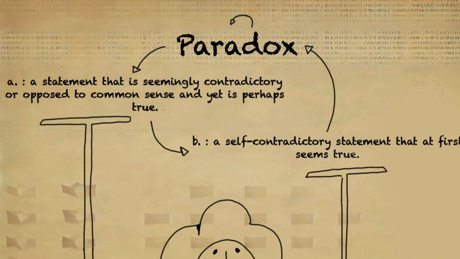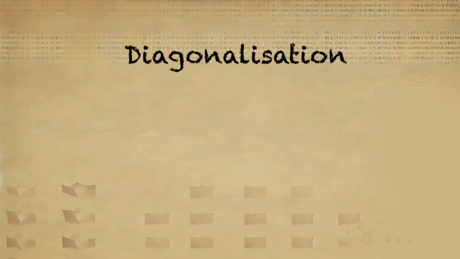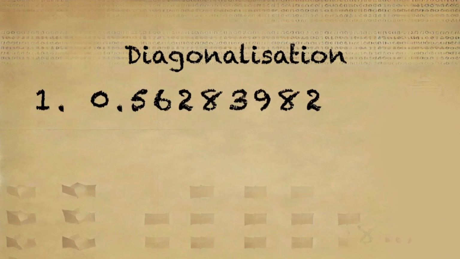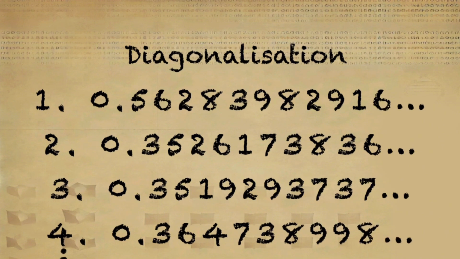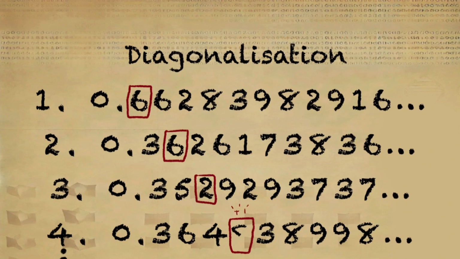First, let's refresh everyone's minds on what diagonalization is. Take a set of innumerable numbers and list them out in some order. To create a number that's not in the list, take the first digit of the first number and tweak it. Take the second digit of the second, the third of the third, and so on, and tweak all of them. There are several ways of tweaking a number, but here I'll keep it simple and say incremented by 1 if it's anything other than a 9, and decremented by 1 if it's a 9.